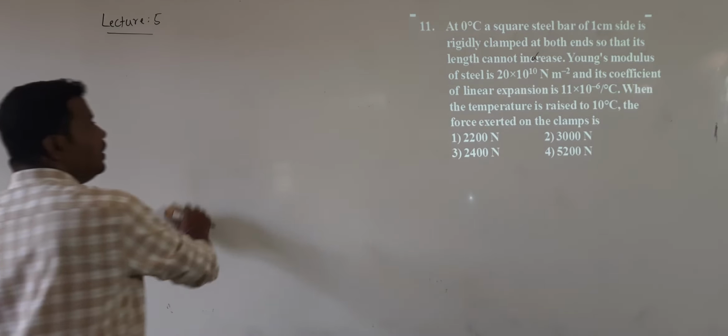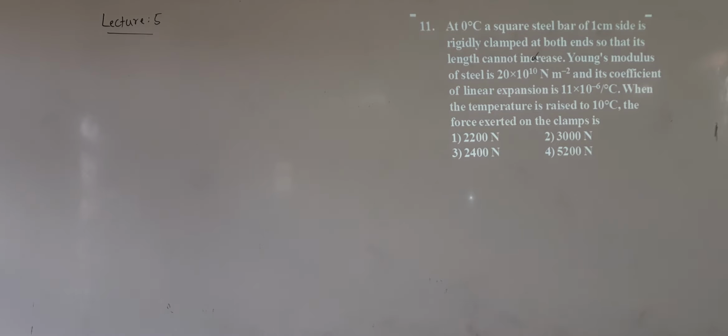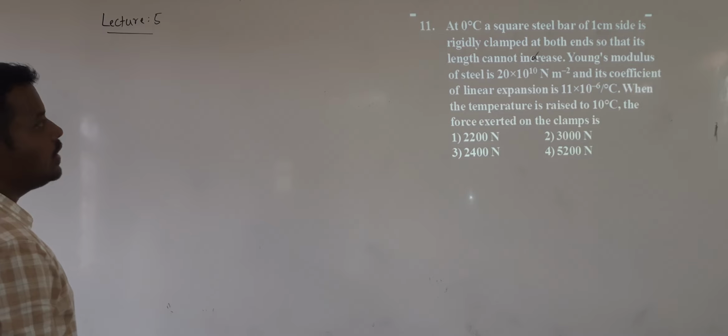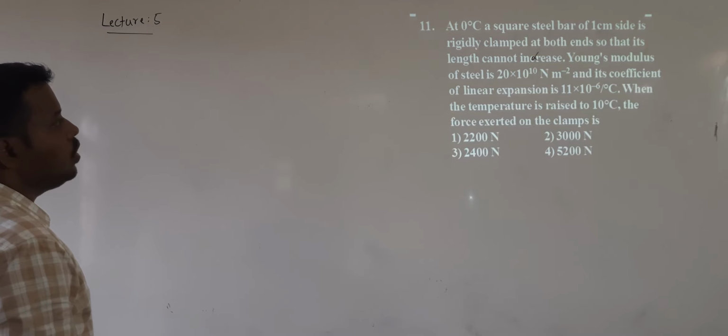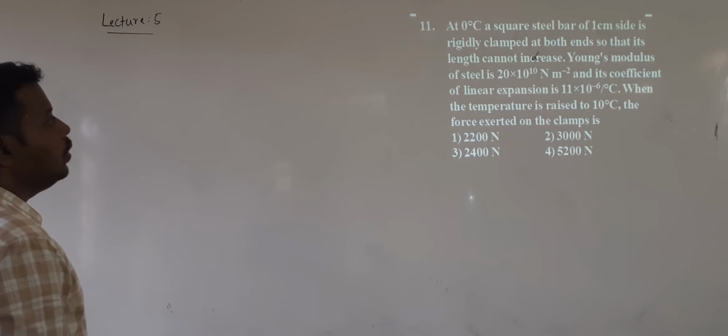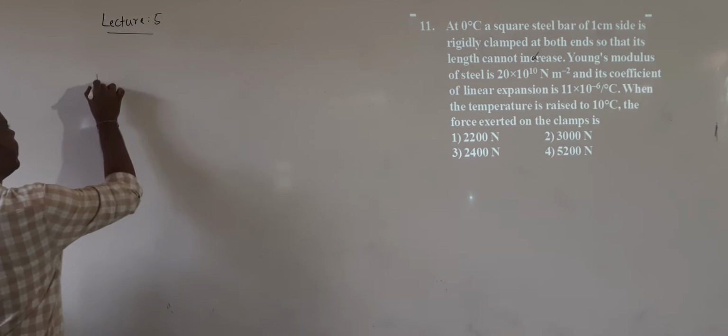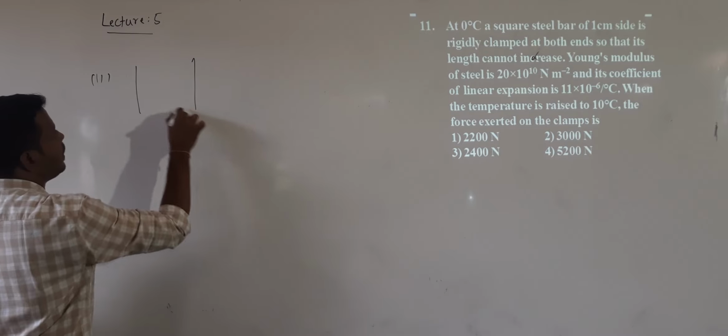Question number 11. At 0 degrees, a square steel bar of 1 centimeter side is rigidly clamped at both ends so that its length cannot increase. Young's modulus of the steel and the coefficient of linear expansion are given. When the temperature rises to 10 degrees, what is the force exerted? So a rod is fixed between two rigid supports.